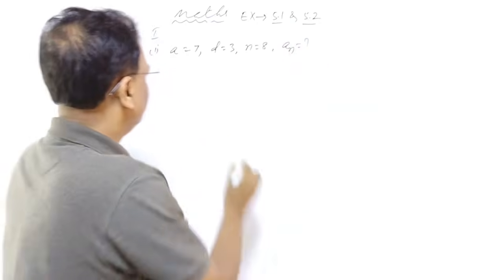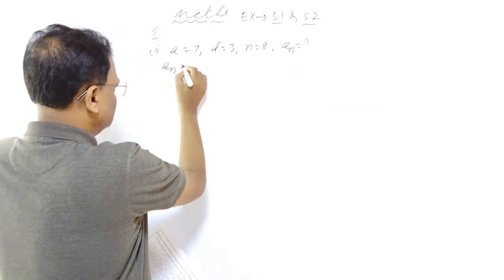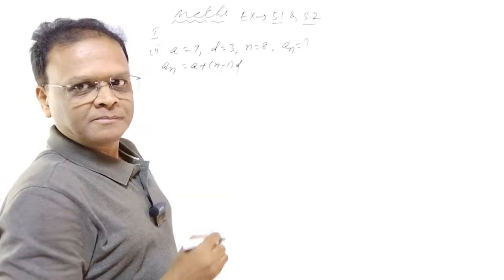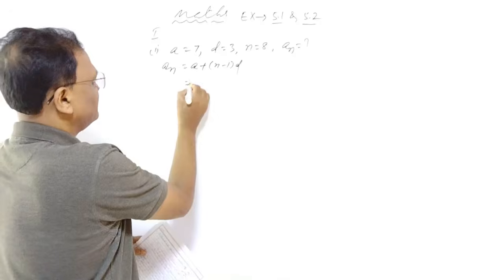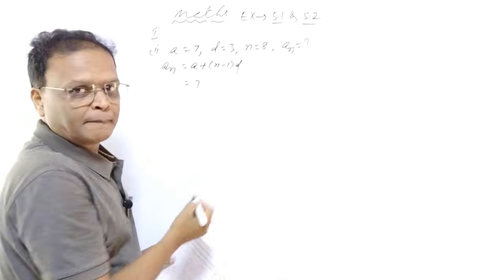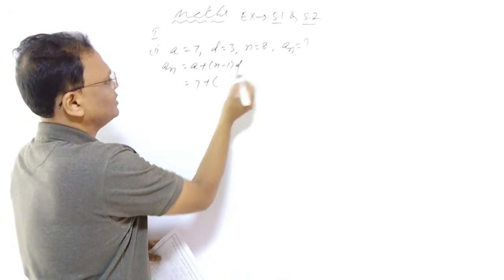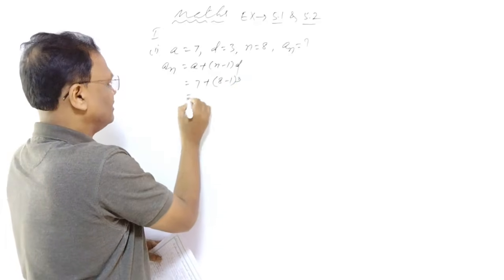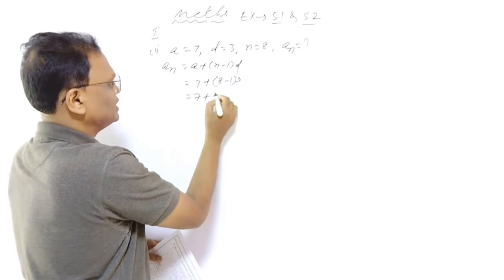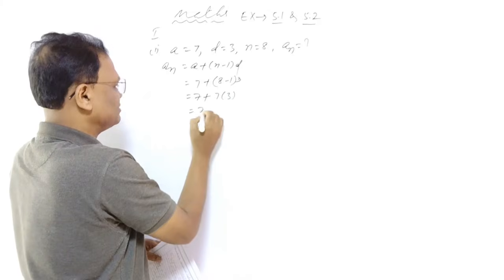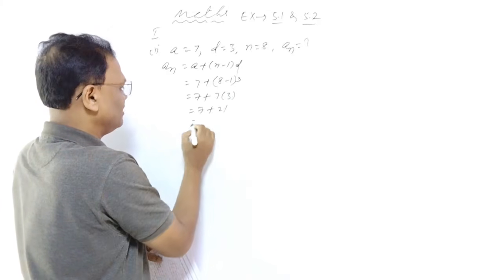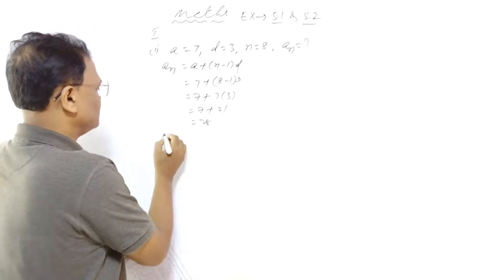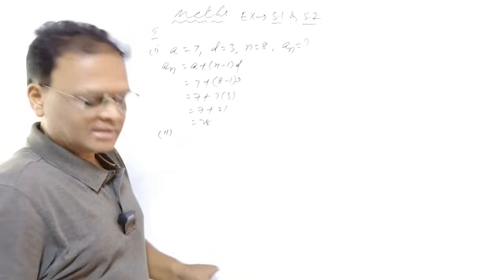Nothing is here. I am having the formula a_n is equal to a plus n minus 1 into d. This is the formula. And which is equal to: a is given 7 plus n minus 1. What is n? n is given 8. 8 minus 1 into d. Very simple. 7 plus 8 minus 1 is 7, into 3. This gives me 7 plus 7 times 3, which is 21. And the final answer, a_n, is 28. Very simple. Just put the formula, get the answer, that's all.